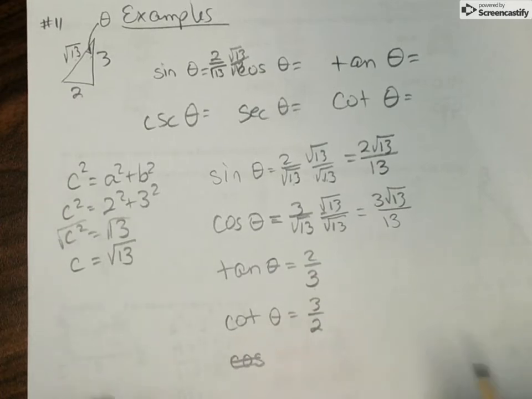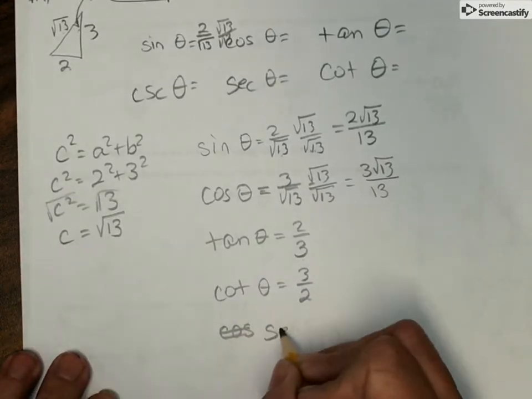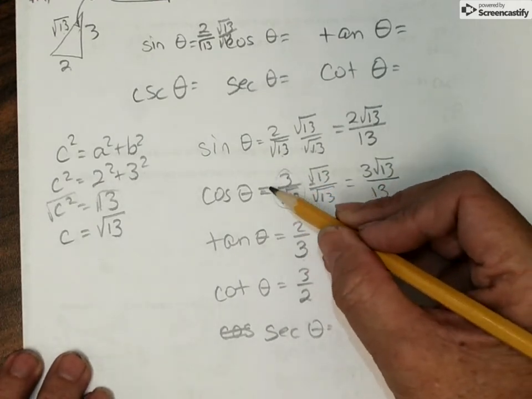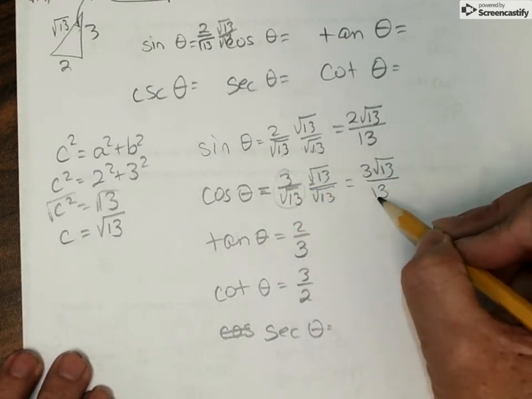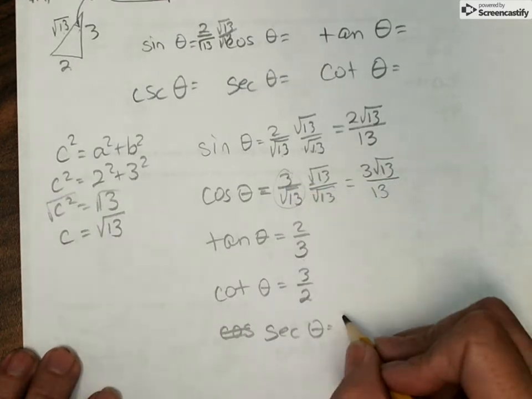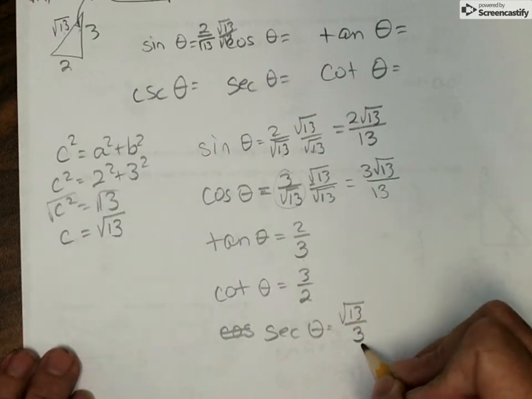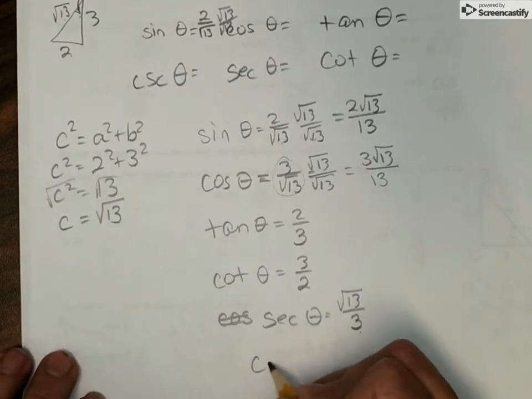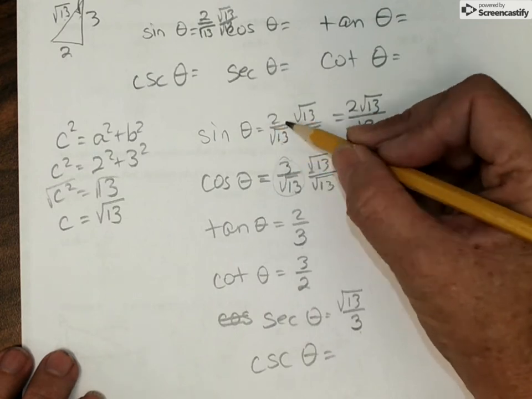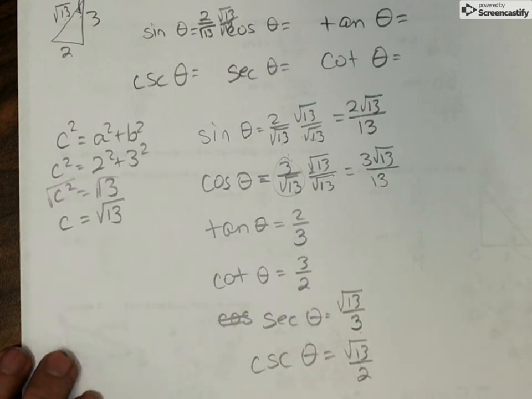Not cosine, that's not quite right. Okay, secant. Secant of theta is the inverse of cosine. And notice I'm going to look at what we started with before I rationalized it. So if I take the reciprocal of this, I get the square root of 13 over 3. I don't need to worry about doing anything to it. And finally, cosecant of theta, I've got to look at my sine. Again, I'm going to look at what I started with and take the reciprocal of that. So that's the square root of 13 divided by 2.